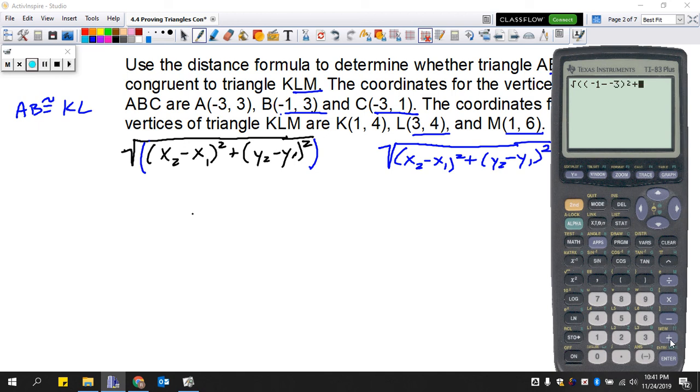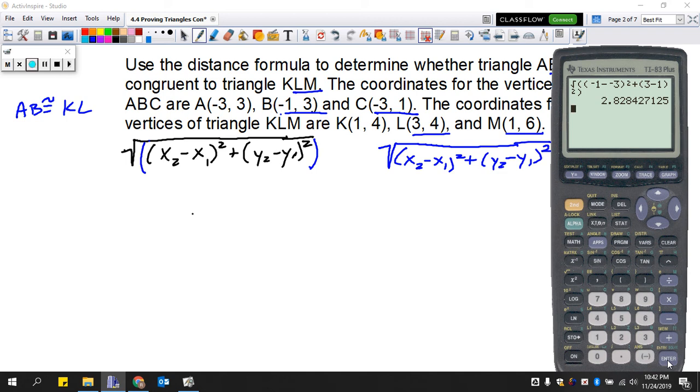plus parentheses, subtract your y values. I started with a -1 here, so that means I need to start with the 3. So that would be 3 minus 1, close parentheses, square it. And then we got to do the closing parentheses and hit enter. And we end up with square root of 2.82849.